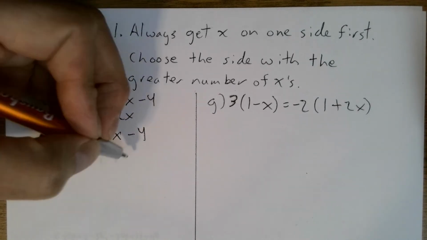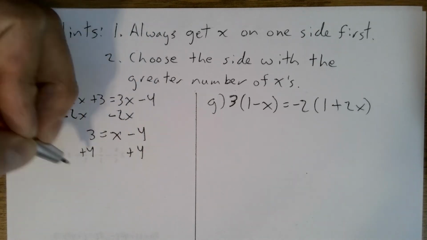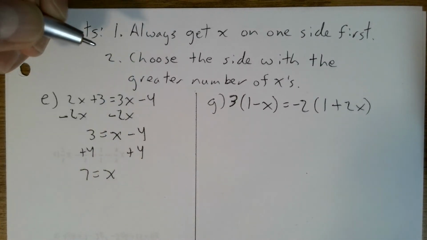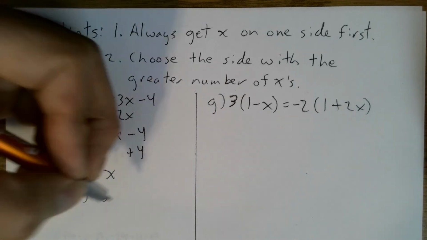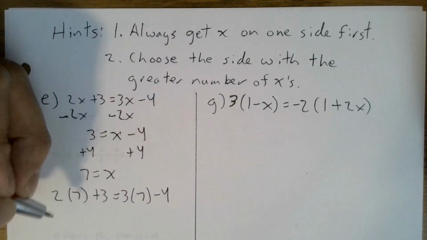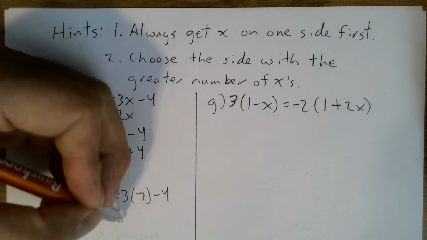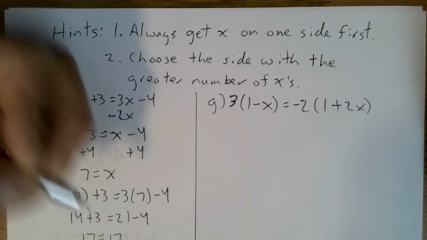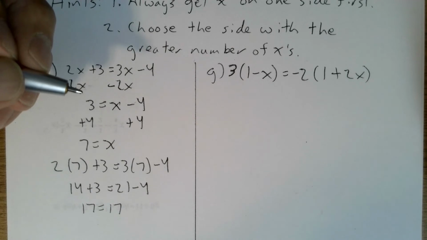One more step to get x by itself. Negative 4 plus 4 is 0. So on the left we've got 7 equals x plus 0, which is just x. Do our check. 2 times 7 plus 3 equals 3 times 7 minus 4. BEDMAS: I've got 14 plus 3 equals 21 minus 4. 17 equals 17, which is true, so x equals 7 is the solution to our equation.